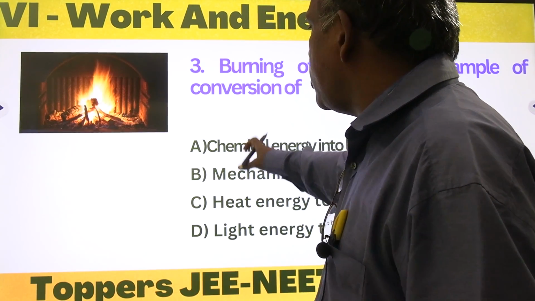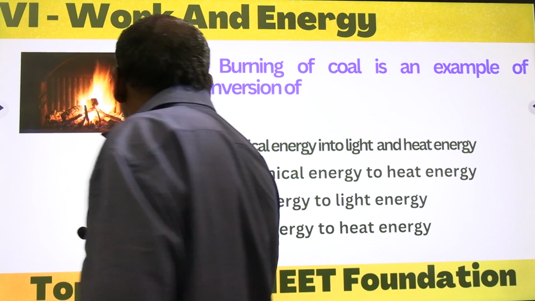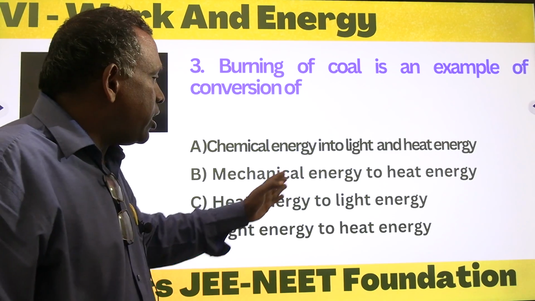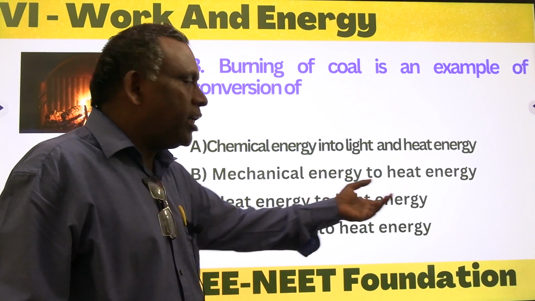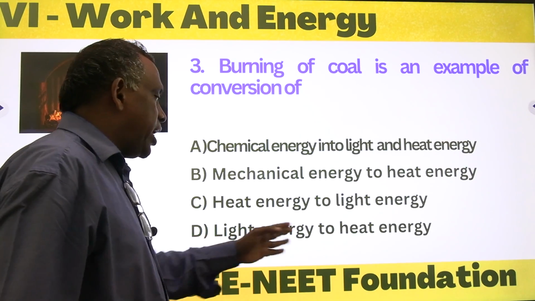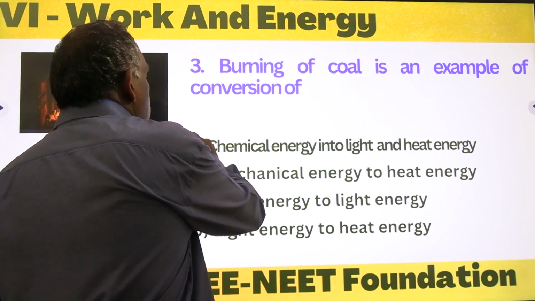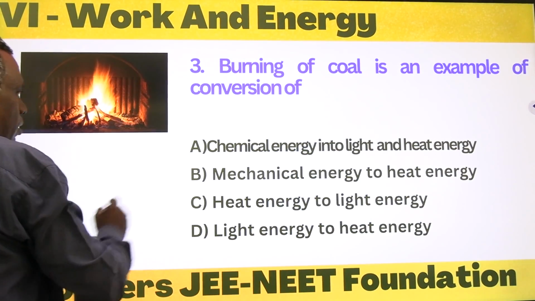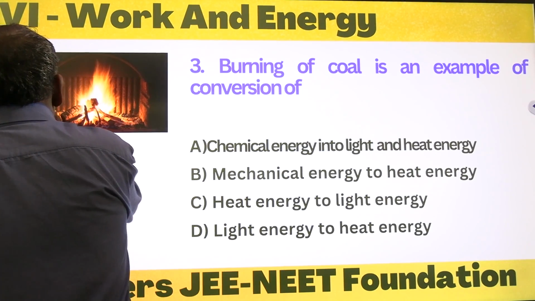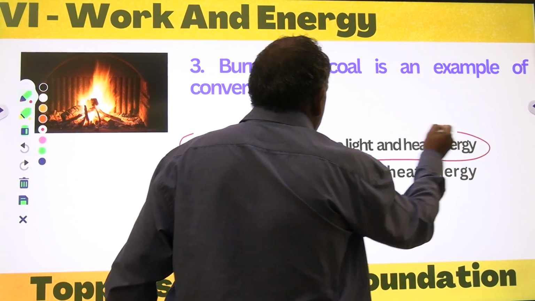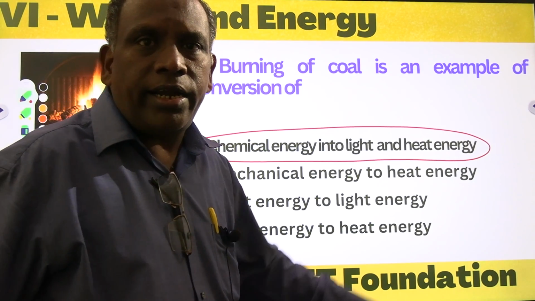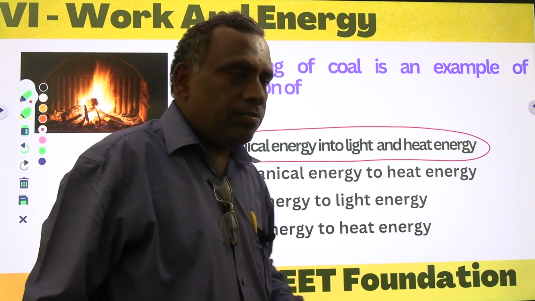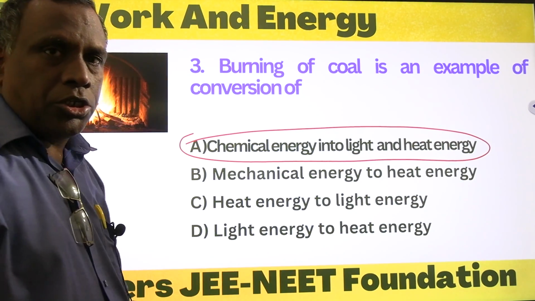Here the options: the first option is chemical energy into light energy and heat energy. Second option, mechanical energy into heat energy. Third option, heat energy into light energy. And fourth option, light energy into heat energy. So the suitable answer is chemical energy converts into light and heat energy. That is the correct answer for the third question.